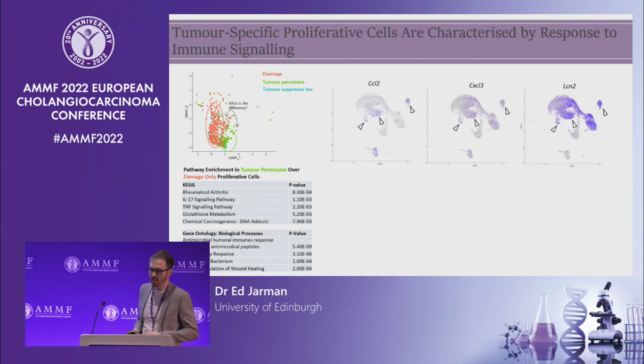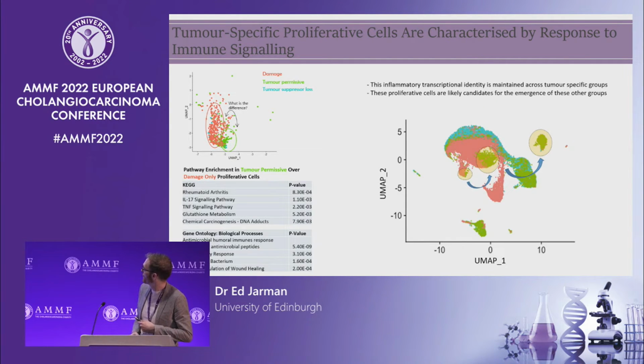If we look at, so these are a number of genes that are downstream transcriptional targets of interleukin-17 signaling that, as I said, I'm particularly interested in. And we see that these are not only expressed in this right-hand side of our proliferative cluster, but we also see them in the other tumor-permissive populations that occur if we go back to this overlay here.